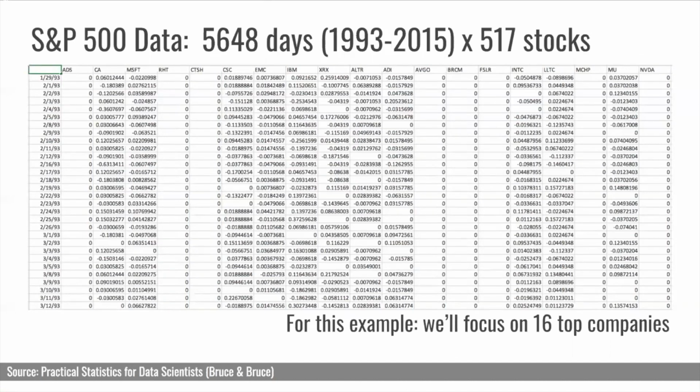So these are data from 1993 to 2015. I'm just showing a snapshot of this data set here. Our features are different stocks. So we have 517 different stocks in this data set. But let's just for now focus on the top 16 companies. So we're going to have 16 features and a whole bunch of observations across 5,000 plus days.